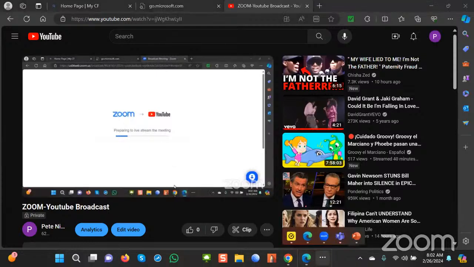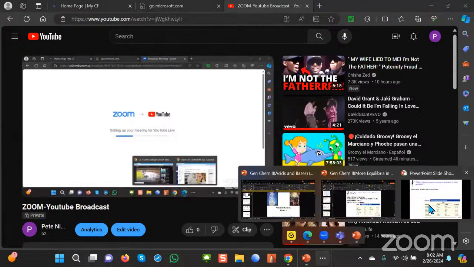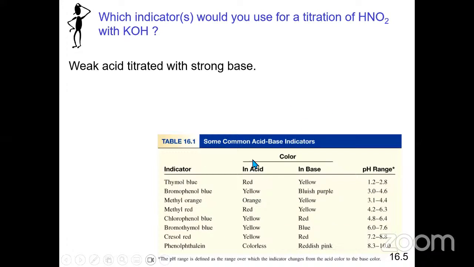Okay, so the last thing we discussed, by my recollection, is this right here, talking about indicators and the importance of choosing the right indicators for a particular type of acid-base titration.